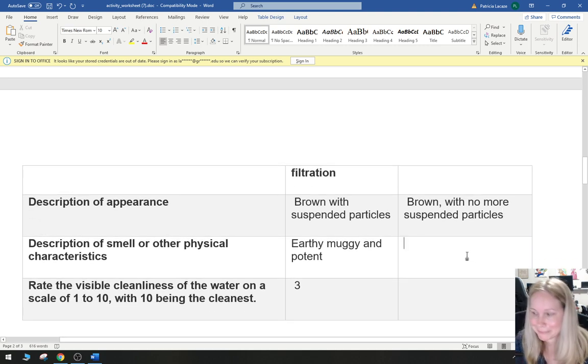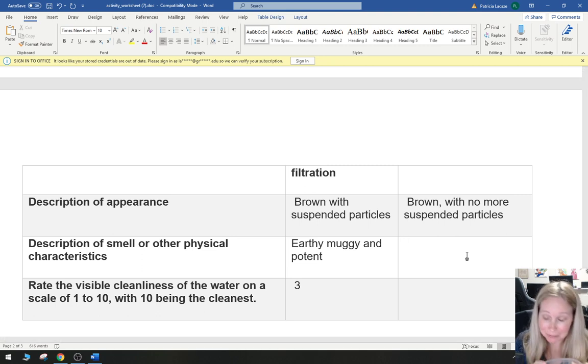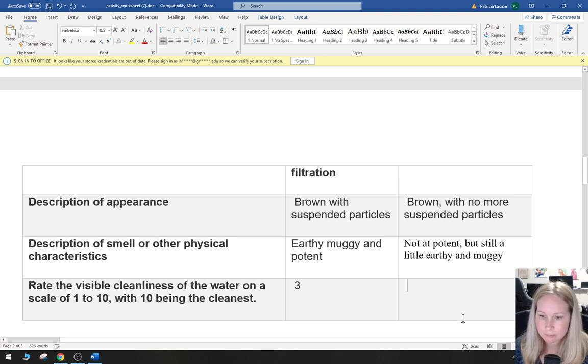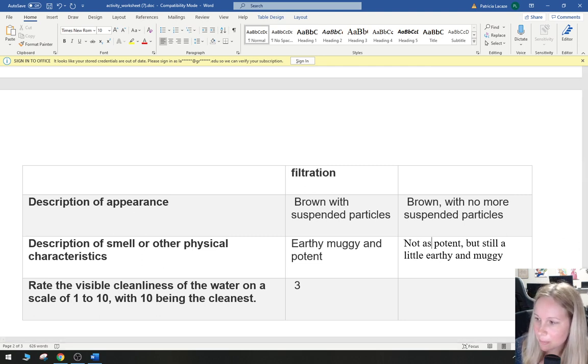Smell. Actually, it smells a lot better than what it did. Okay, all right. I like it. Not as potent, but still a little earthy smell. Earthy and muggy. A little bit. Muggy. So, not as potent. Make sure you're copying this as we go along. Because remember, I'm doing this lab with you. So it's not as potent, but still a little earthy and muggy.